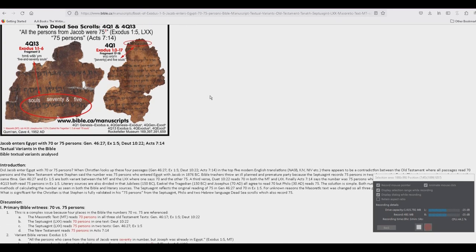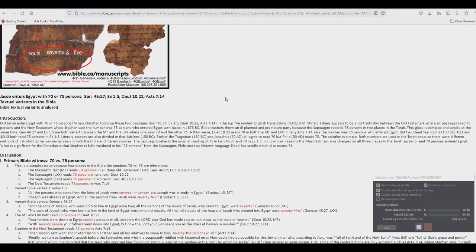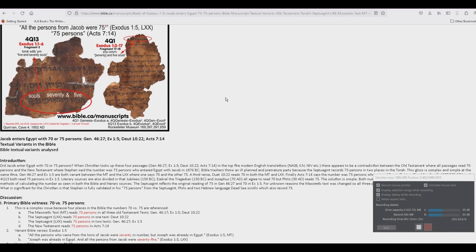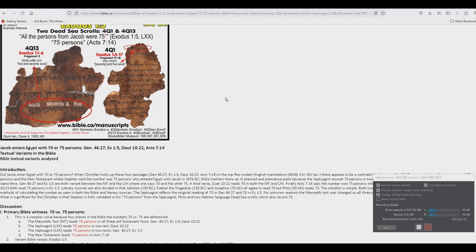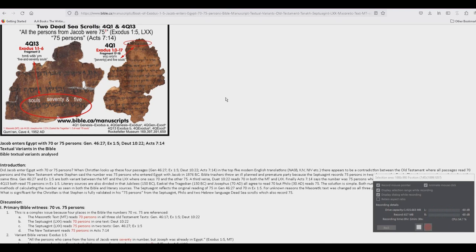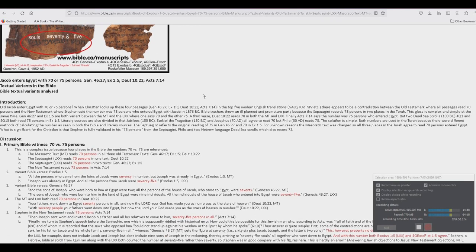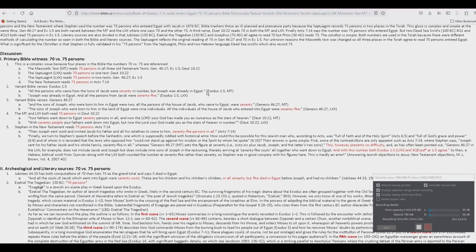Okay, so what they go on to say is that here we have Hebrew manuscripts of the book of Exodus saying 75 souls, when the Masoretic book of Exodus says 70 souls. So now we have two different books of Exodus in the Hebrew. One is 75 and one 70.